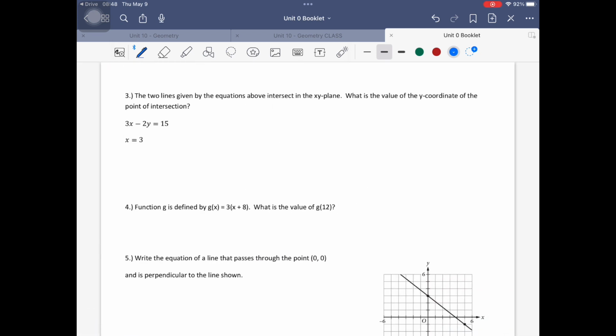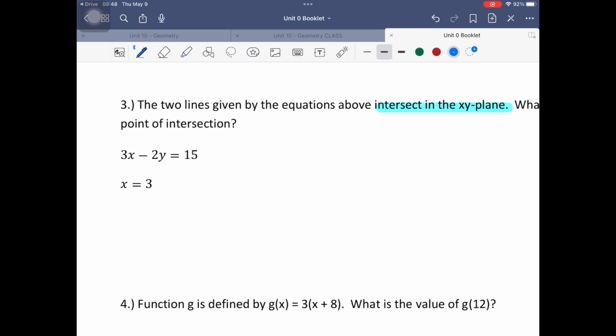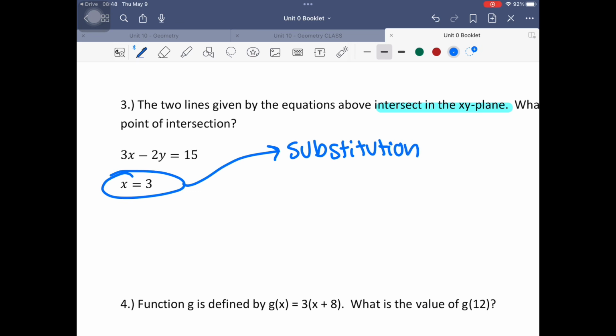Okay, we're going to do these. It says two lines given by the equations above intersect in the xy plane. What is the value of the y-coordinate at the point of intersection? I don't know if you guys remember this, but this is huge. If we see this, we're going to use substitution. Another way that you could think about this problem is like 3 heart minus 2y is equal to 15, and the heart is equal to 3. A lot of you have seen this in games in middle school where it's like solve for the heart. That means the same thing, so I'm going to plug it in.